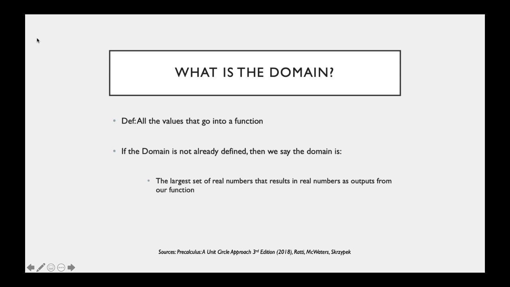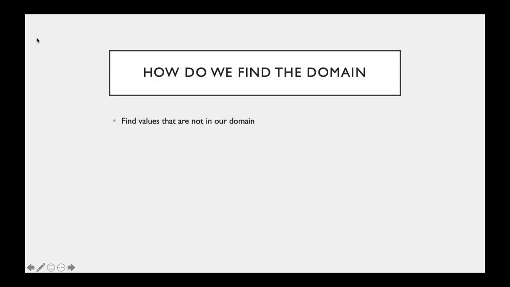So how do we find the domain? Well, we want to find the domain by finding which values are not in our domain. In order to do that, we're going to look for two things: when we're dividing by zero and when we're taking square roots of negatives. Any x values that make us do this during our function mean that we're not going to get a real number, so those x values cannot be part of our domain. Our domain is going to be everything except for those x values that cause problems.